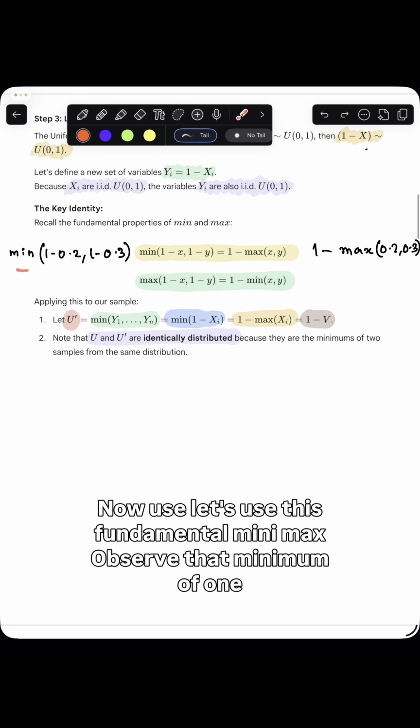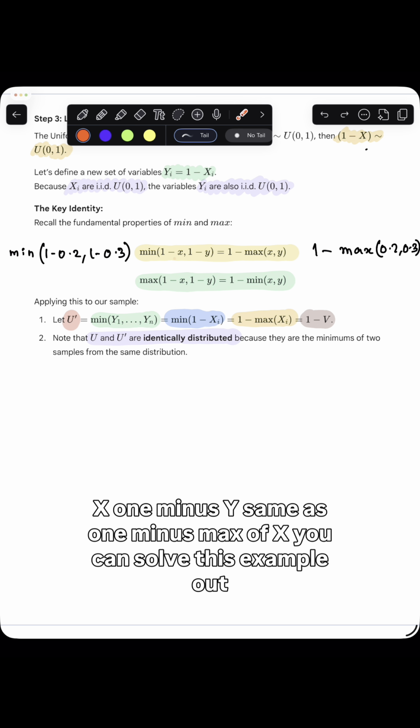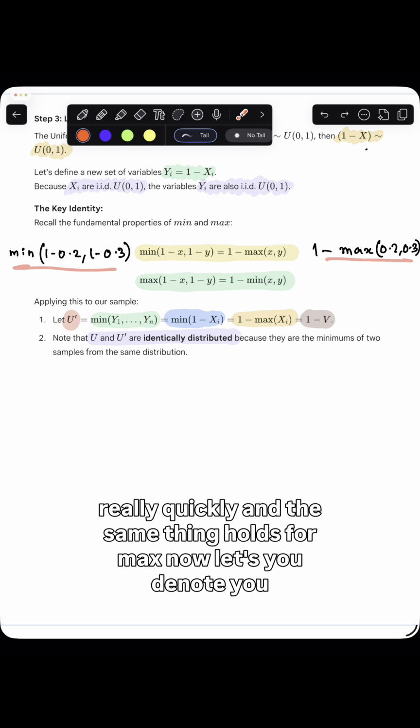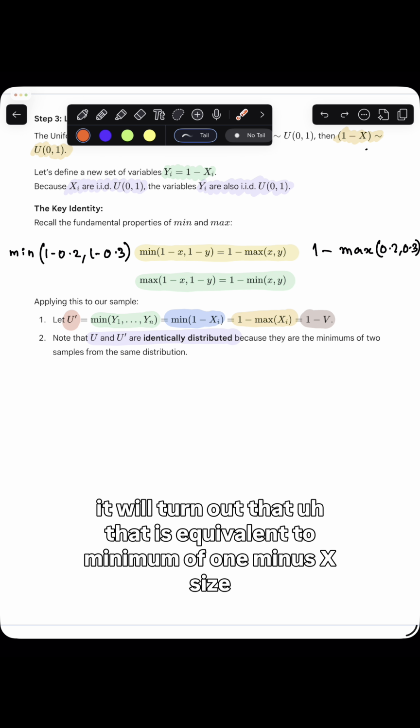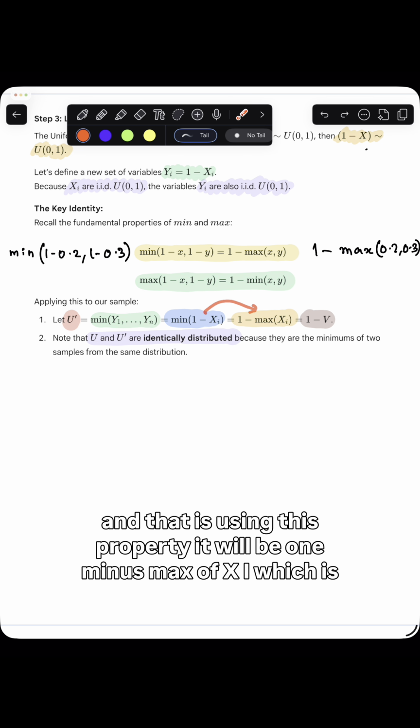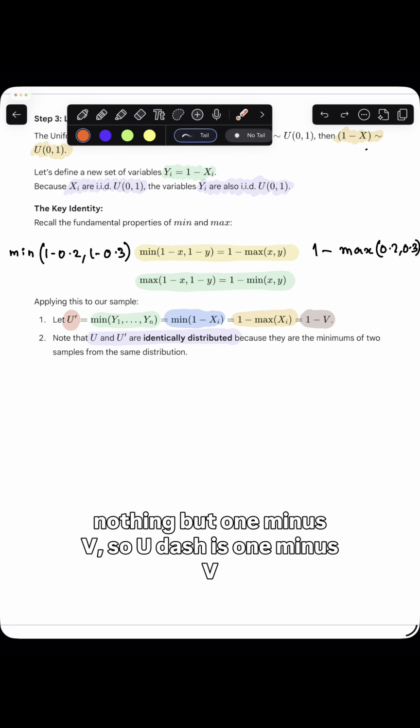Observe that the minimum of 1 minus X, 1 minus Y is the same as 1 minus the max of X, Y. You can work this example out really quickly. And the same thing holds for max. Now, let's denote U dash as the minimum of the Yi's. Remember, Yi is 1 minus Xi. That is equivalent to the minimum of 1 minus Xi's, and using this property, it will be 1 minus the max of Xi's, which is nothing but 1 minus V. So U dash is 1 minus V.